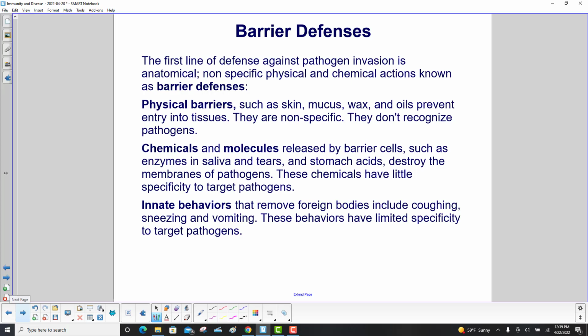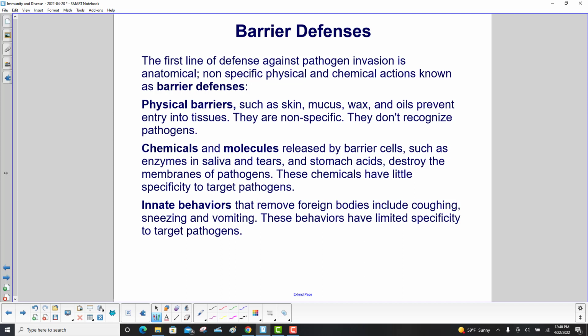Let's start at the beginning of the immune defense, barrier defenses. The first line of defense against pathogen invasion is anatomical: non-specific physical and chemical actions known as barrier defenses. We start with physical barriers, such as skin, mucus, wax, and oils that prevent entry into tissues. They are nonspecific. They don't recognize pathogens.